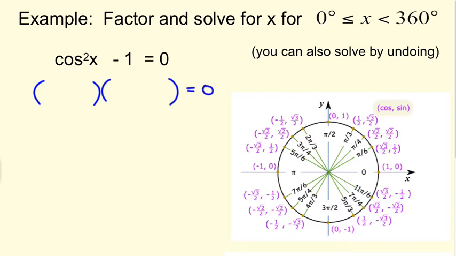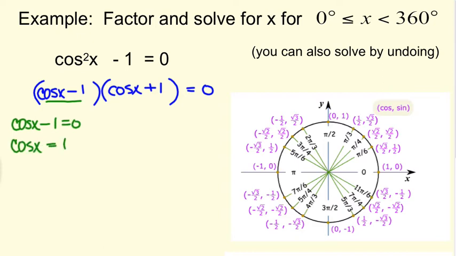I'm going to split up that cosine squared of x into the cosine of x and the cosine of x. Then you can split up that negative 1 into a negative 1 and a positive 1. Now I have this factored. So I'm going to set each factor equal to 0 and solve for x. On this first factor, the cosine of x minus 1 equals 0. Solve for cosine of x, so you add 1. And then x equals the cosine inverse of 1.